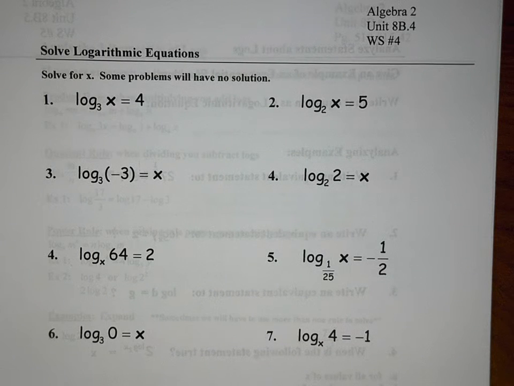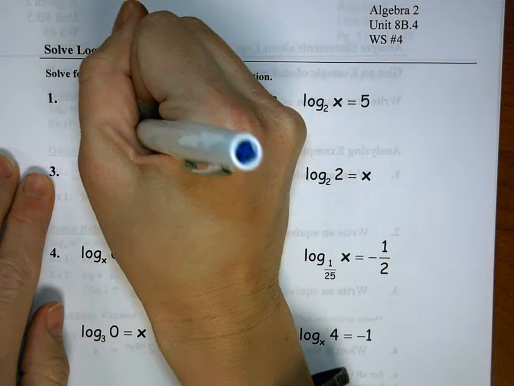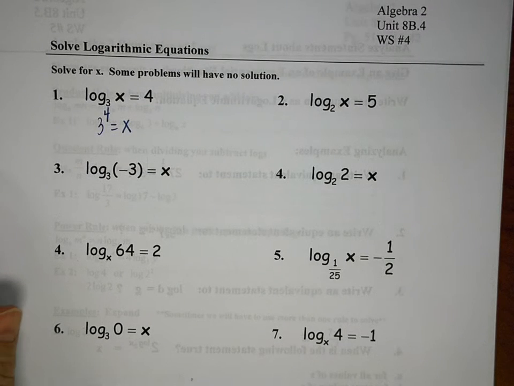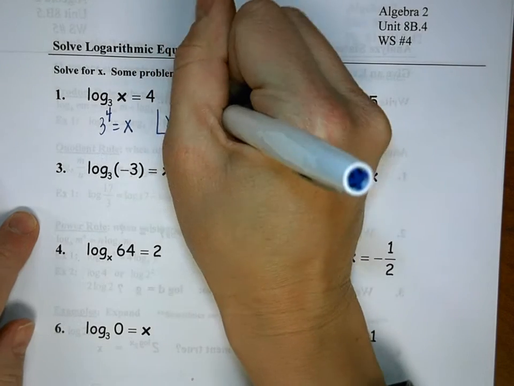So on example 1, how do I change that into exponential form? 3 to the 4th power equals x. So we've pretty much solved for x, haven't we? No. X is by itself, but you should simplify. So what is 3 to the 4th power? 81. So x equals 81. And we're done.